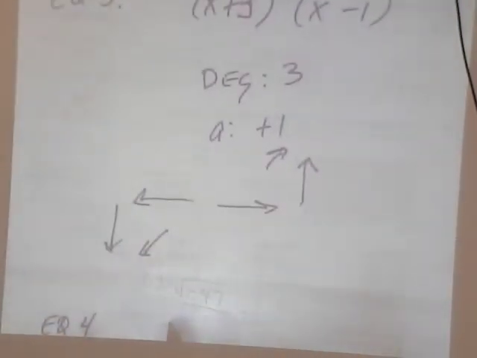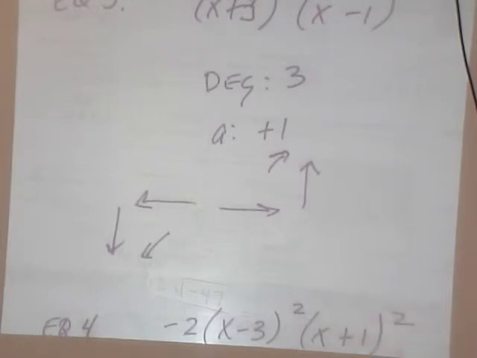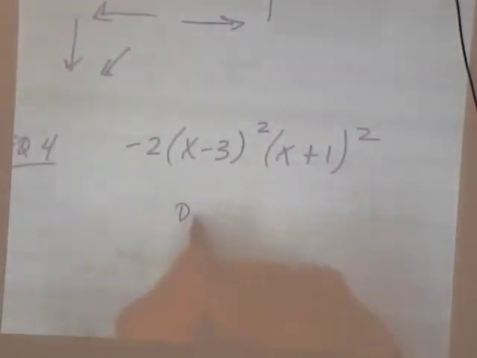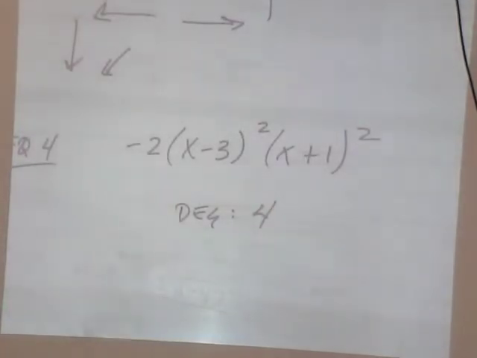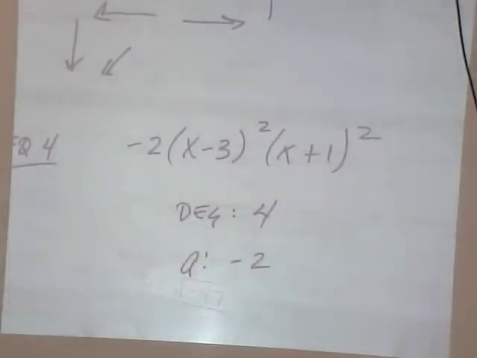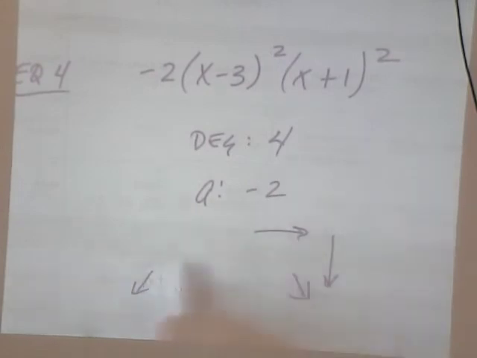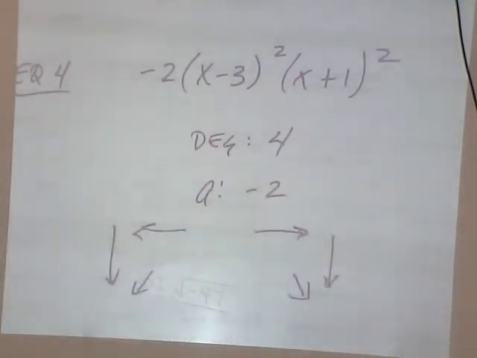And then finally, the last one, equation 4, negative 2 times (x minus 3) squared times (x plus 1) squared. Degree is 4, even degree. So it's going to behave a lot like a quadratic with my a value being negative 2. So it's actually going to be down and down, because a negative a value will reflect it across the x-axis. So as x approaches infinity, my y value approaches negative infinity, and as x approaches negative infinity, my y value also approaches negative infinity. So that would be B and D.